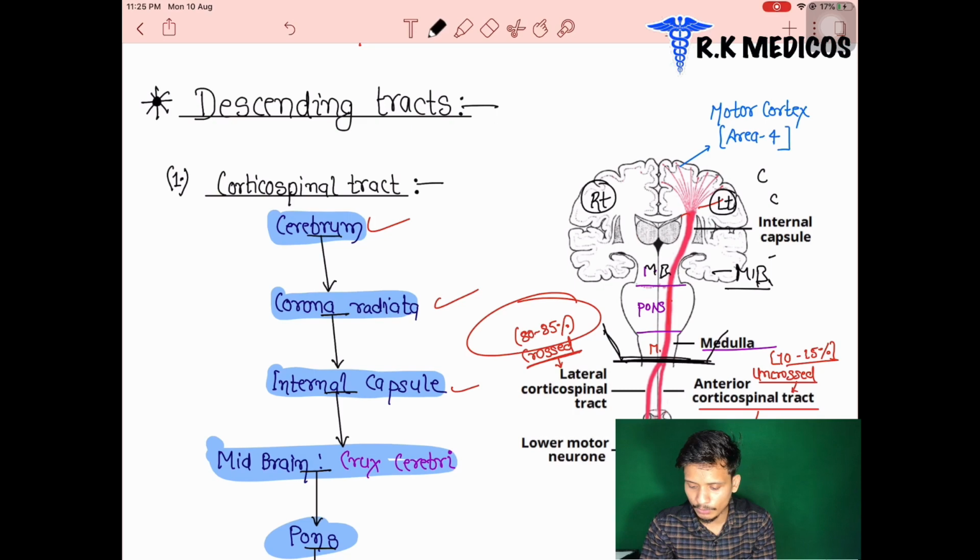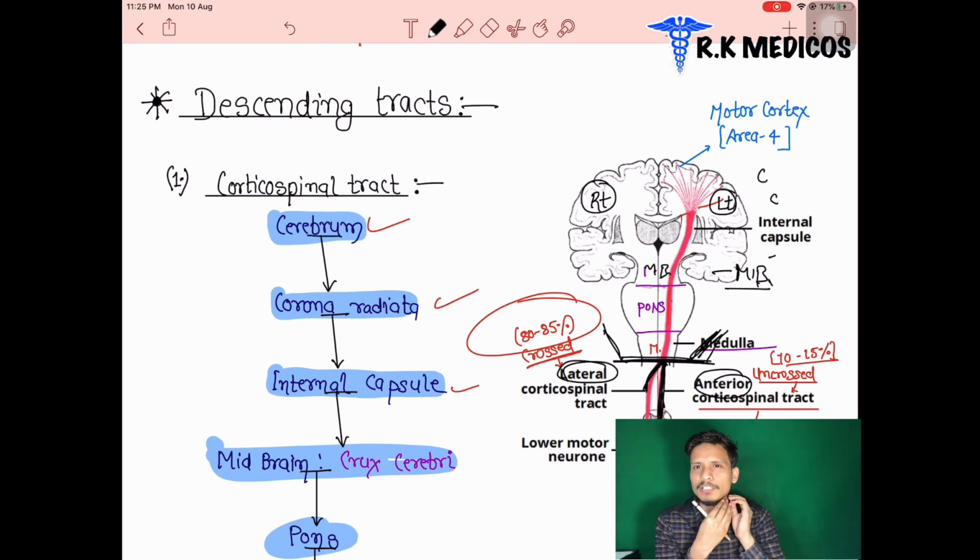But after the medulla, these fibers are divided into two parts. One fiber moves on the same side, that is the anterior one, and one fiber crosses to the other side, that is the lateral one. Suppose these fibers are 100%; of that, 85% are going to cross to the other side. It means if the fibers in the medulla oblongata are coming from the left side, they are in the left side of the medulla oblongata.